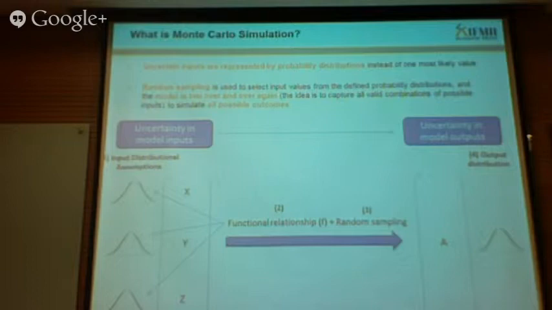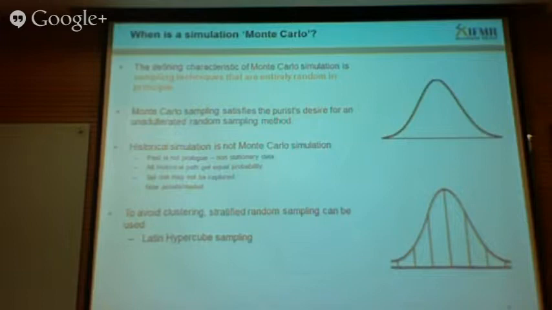Now, what is so Monte Carlo about the simulation? Is any simulation Monte Carlo? The answer to that is, if there's any simulation which relies on random sampling, it's a Monte Carlo simulation.